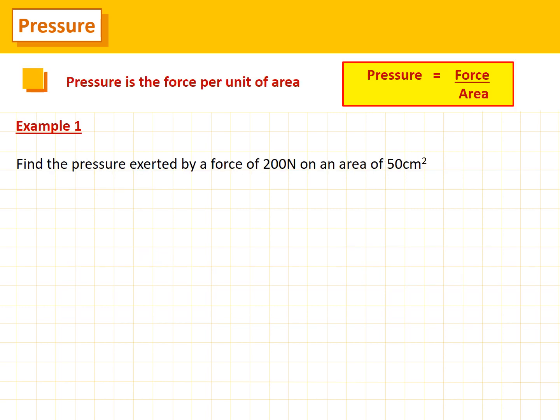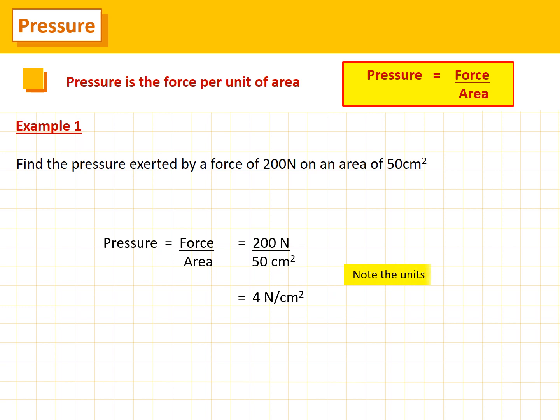Here's our first example. Find the pressure exerted by a force of 200 newtons on an area of 50 squared centimeters. That N, by the way, if you didn't know, N is for newtons. It's a unit of force. So pressure is force divided by area. So that's 200 newtons divided by 50 squared centimeters. And that's 4 newtons per squared centimeter.